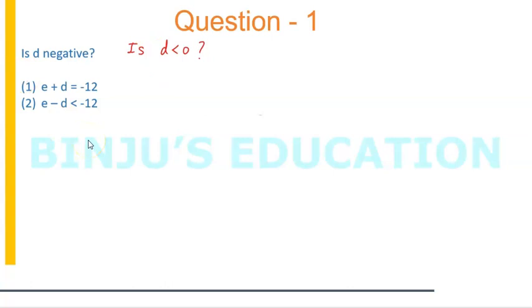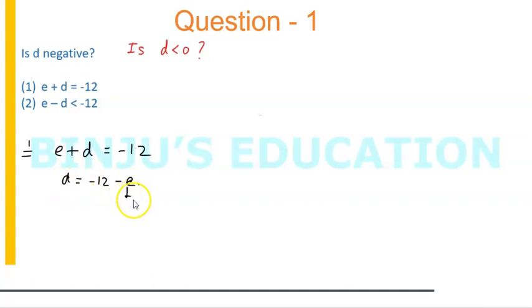Okay. All right, let's see what we can do with this one. So statement one says that E plus D is minus 12. Now, do I know anything about E? No. Do I know anything about D? No. And D is something that I need to actually evaluate, right? So I do not know anything about E. The only thing that I can write here is that D will be equal to minus 12 minus E.